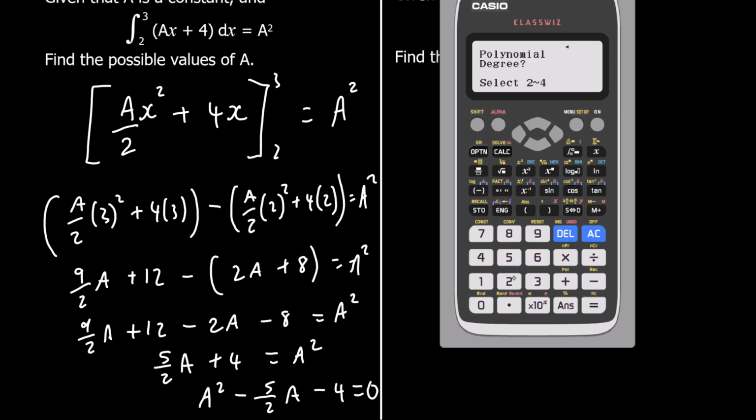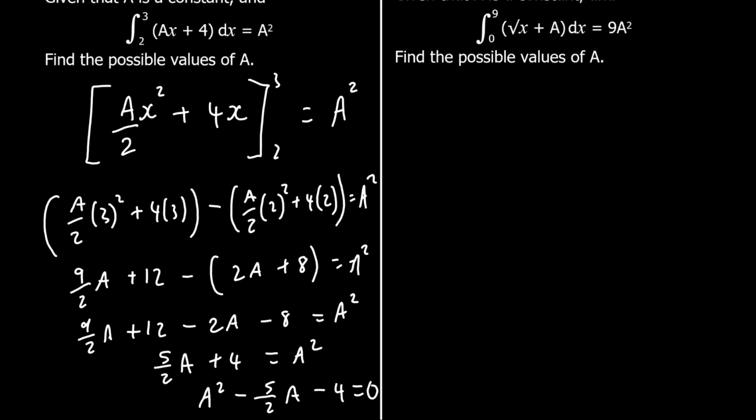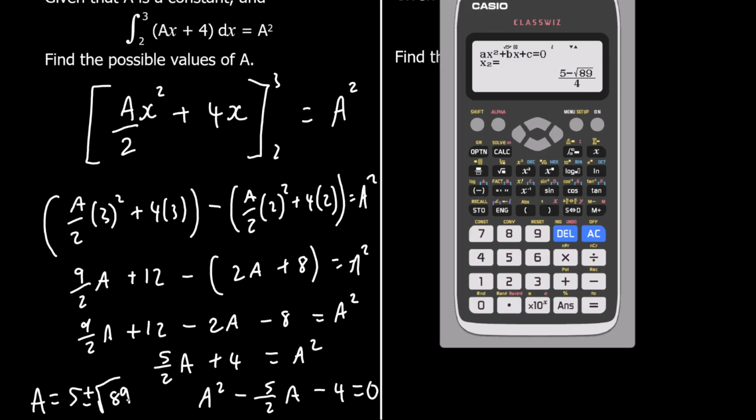So polynomial degree 2, I've got 1 a squared minus 5 over 2 a's minus 4. So I've got 5 plus square root 89 over 4 and 5 minus square root 89 over 4. So a equals 5 plus or minus square root 89, and it's all over 4.